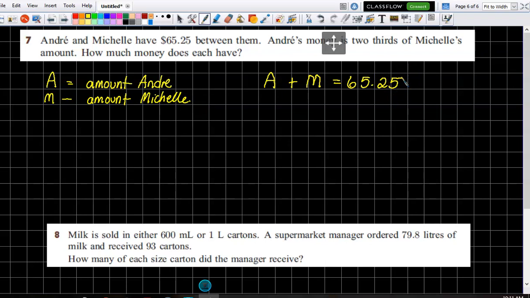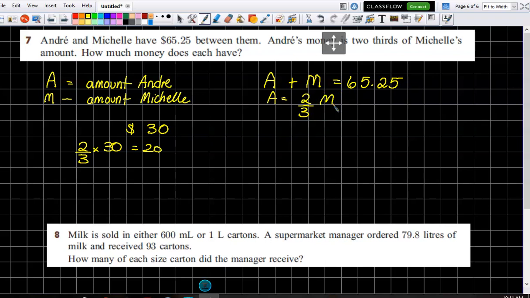Andre's money is 2/3 the amount of Michelle's money. Andre's is 2/3 of Michelle. So imagine if Michelle had $30, right? Andre's is 2/3 of that. $20, that's right, because 2/3 times 30, oh, there's our fraction work again, gives me the $20. So we're going to say that Andre will be 2/3 the amount of Michelle. Can we handle that?